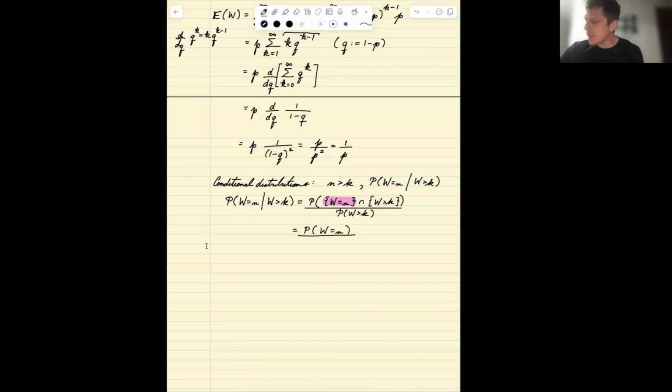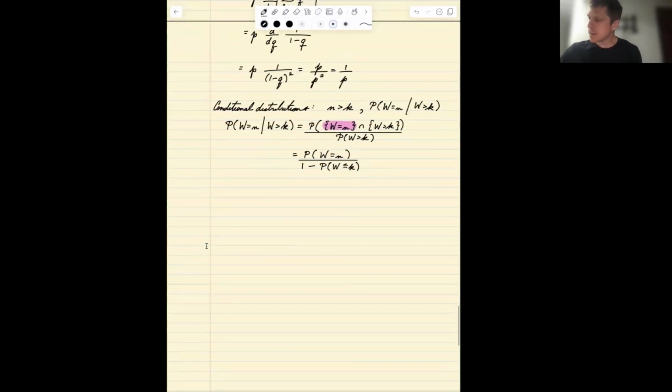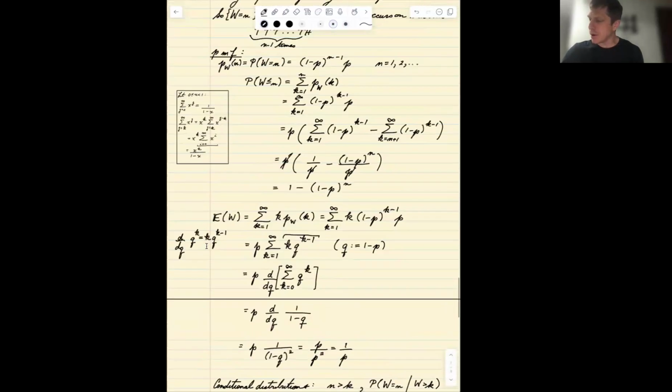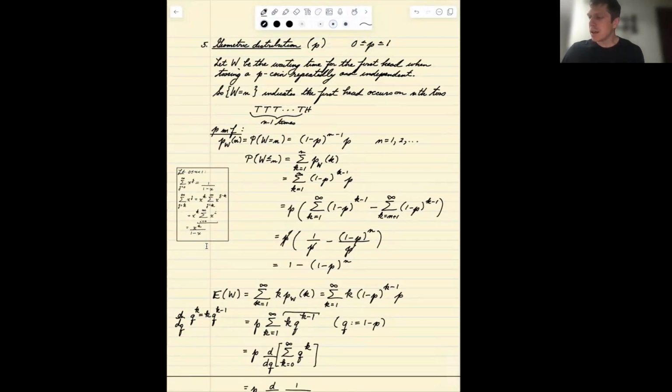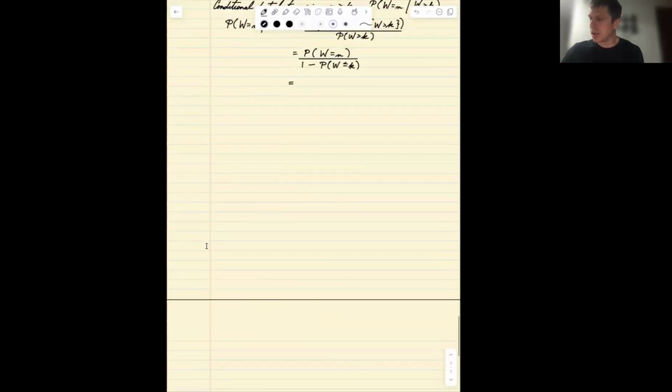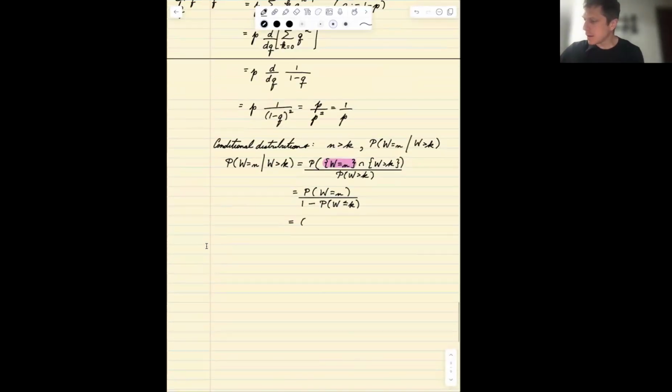And what's the probability that W is bigger than k? Remember, the complement of being bigger than k is being less than or equal to k. So it's 1 minus the probability of its complement. Okay. So now what's the probability that W is equal to n based on the probability mass function? It's 1 minus p to the n minus 1 times p.